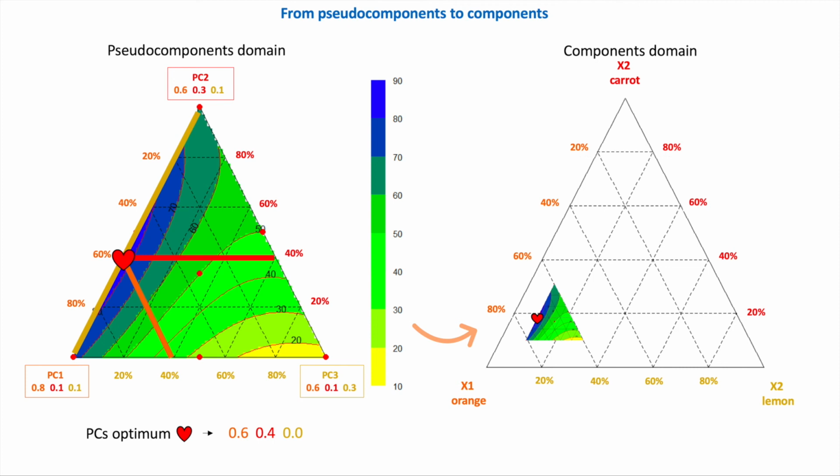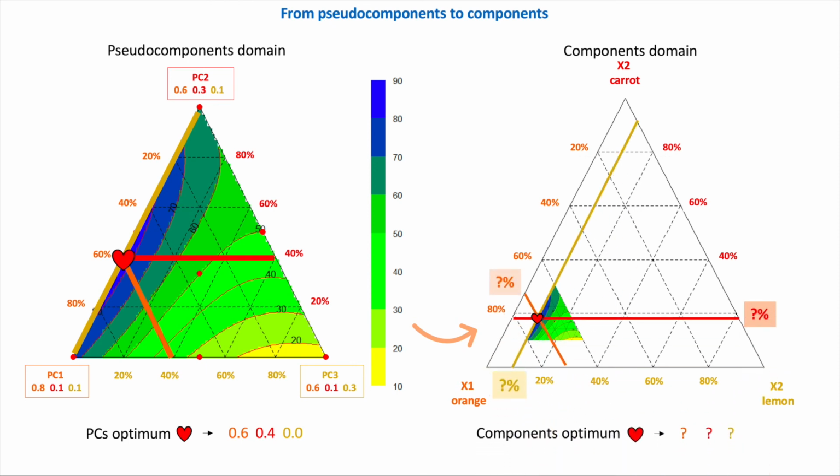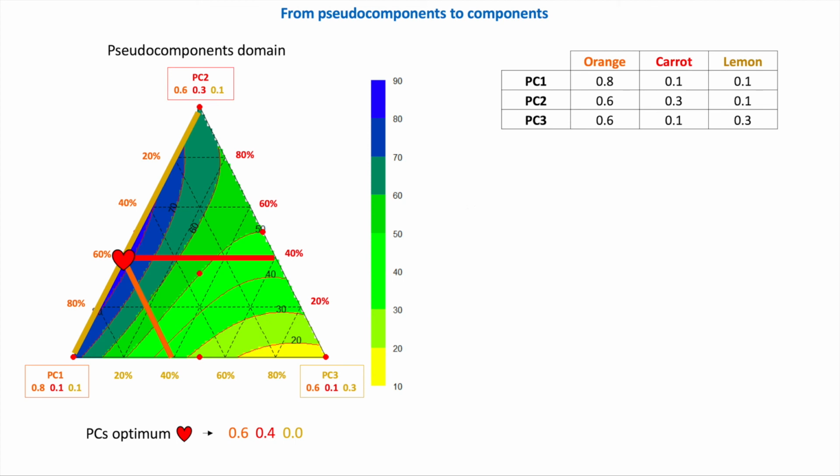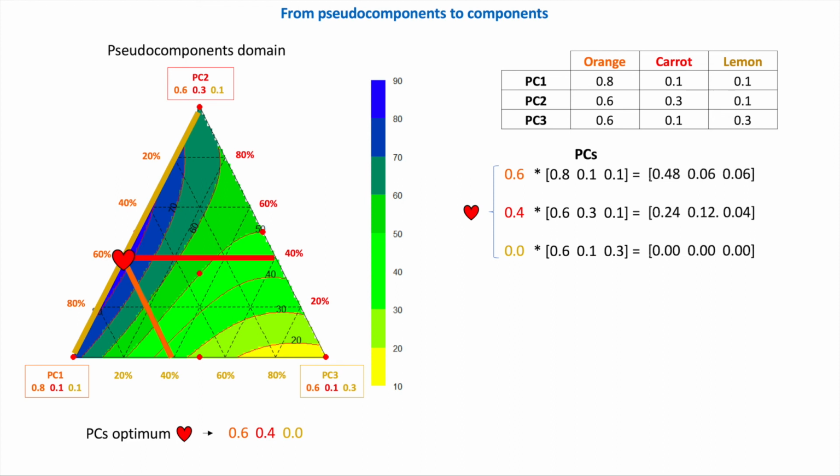So the question that arises is, what are the real components amounts needed? Geometrically it's quite simple. And actually we could make an accurate guess, but let's see how to get them mathematically. Basically, we just have to multiply each coordinate of our optimal point by the composition of its pseudocomponent. And here we can see the operations. After that, we just have to make the sum of the results and we get the component's coordinates.